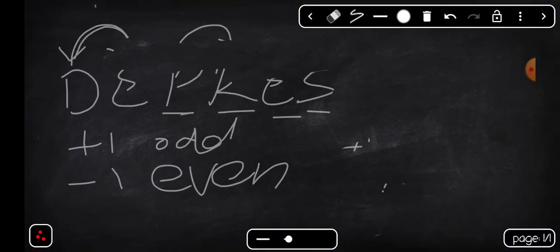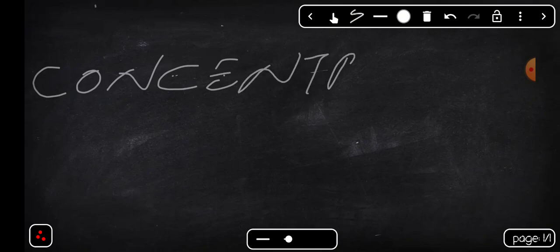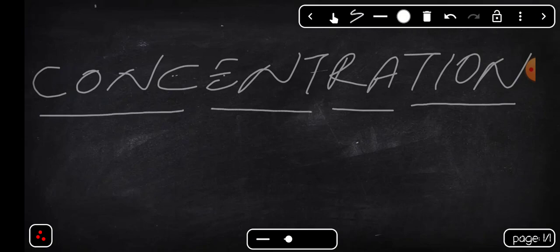First, we have to write the word. What is the word? It is concentration. C-O-N-C-E-N-T-R-A-T-I-O-N, concentration. This is the word. The last 4 letters, then 2 letters, then 3 letters, then 4 letters. We have to write all the letters in the reverse order.